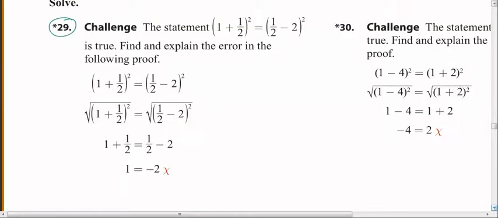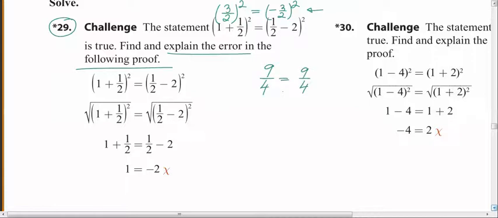Alright, one problem for today. Let's see, 29. The statement: 1 plus 1/2, squared, equals 1/2 minus 2, everything squared. Find and explain the error in the following proof. Let's see what's happening here. Well, obviously, the two statements are equal. First of all, this one is what? 1 plus 1/2 gives me 3/2, right? Everything squared, which equals -3/2, everything squared. And this is a true statement. Obviously, on the right side, if you square that negative number, it will become positive, and you'll have 9/4 equals 9/4, right?